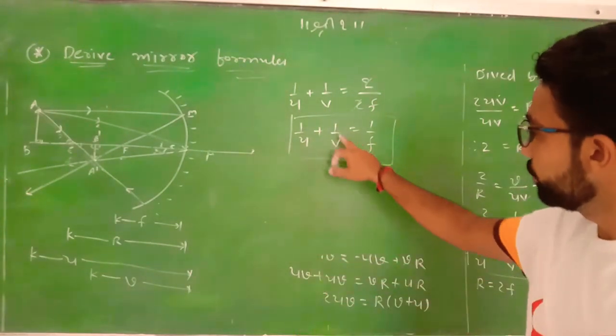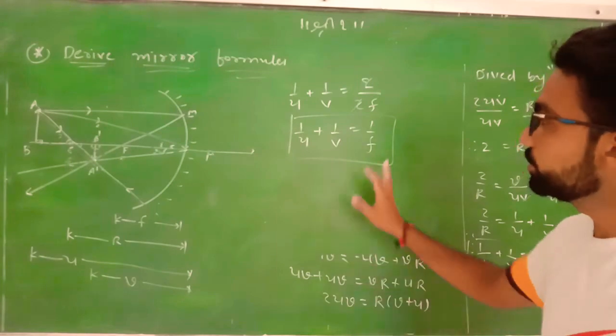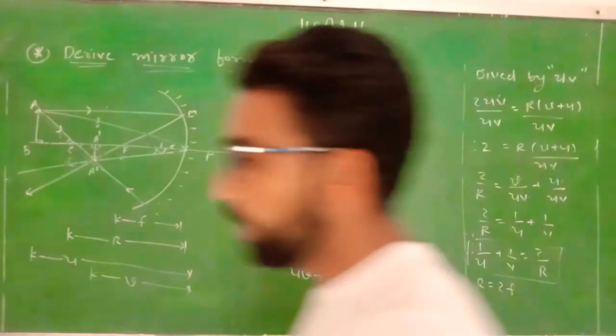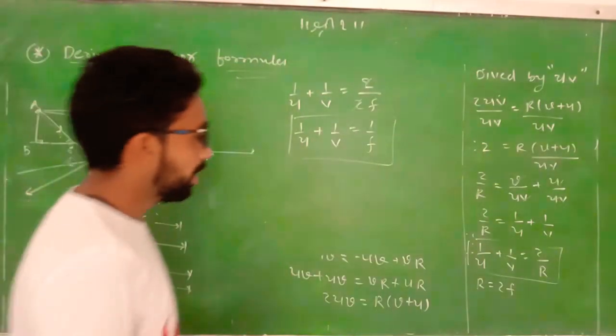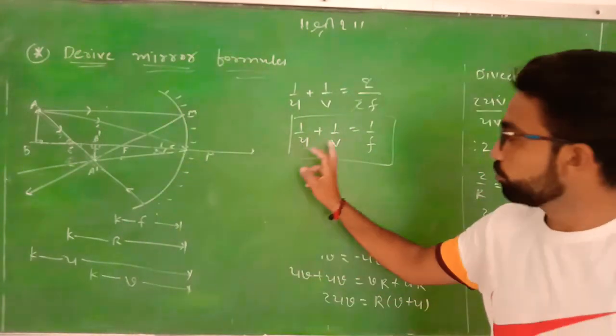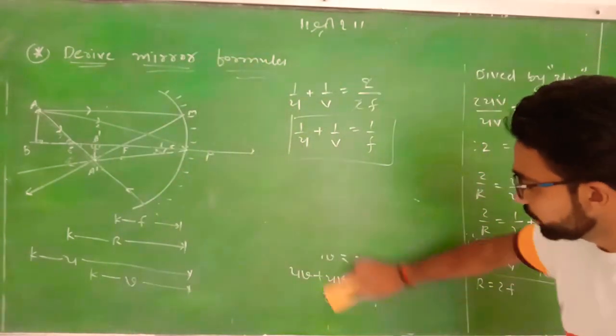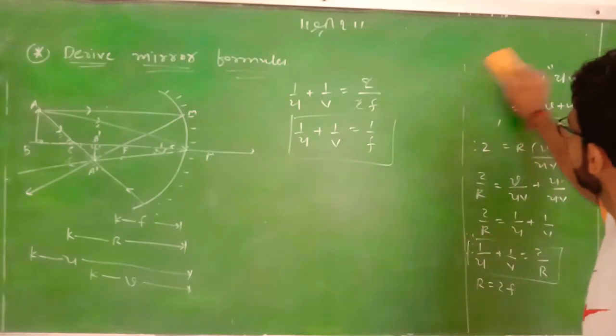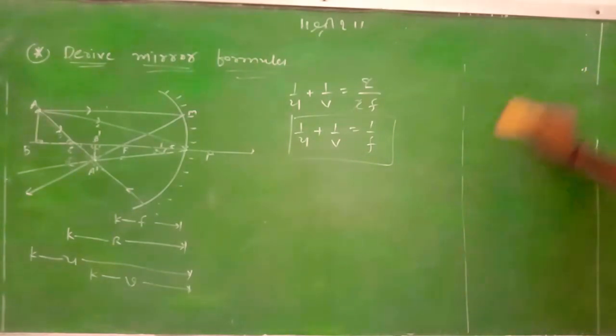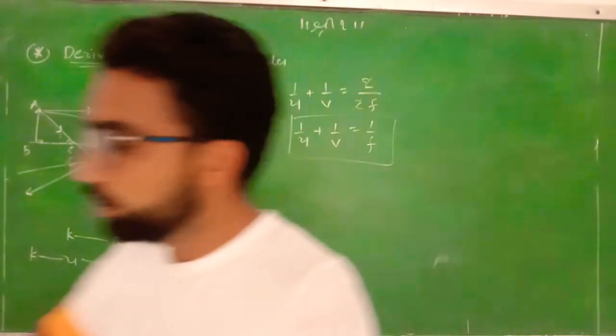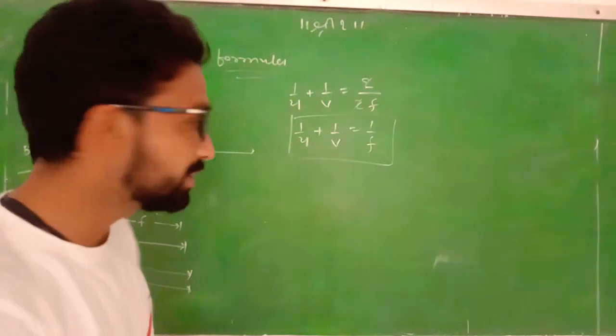1 by v plus 1 by u is equal to 1 by f. So this is the mirror formula. Now you have to remember this formula for numerical solutions. Now we derive the equation for magnification, the equation of the magnification in terms of the object distance and image distance.